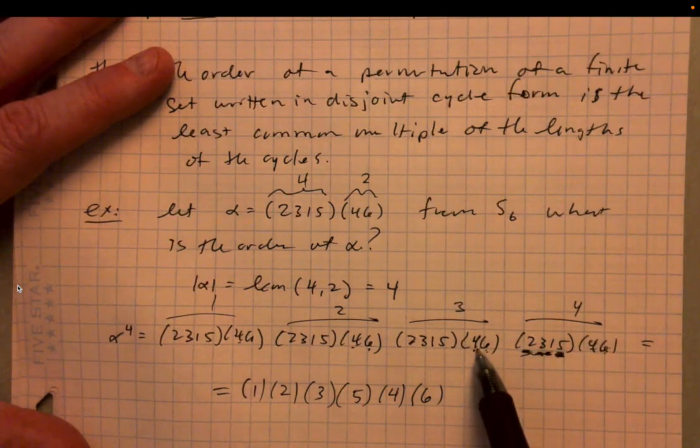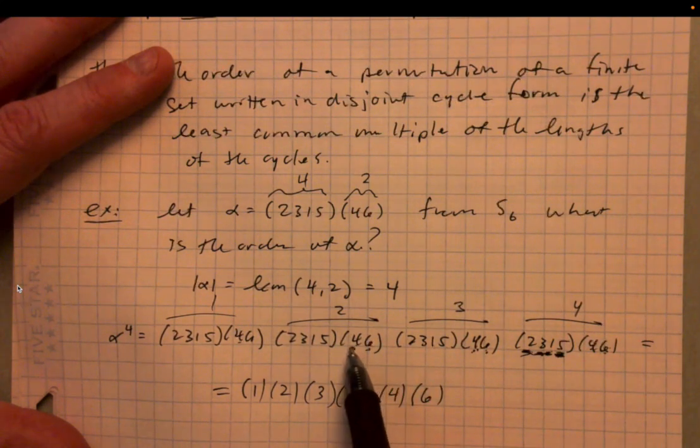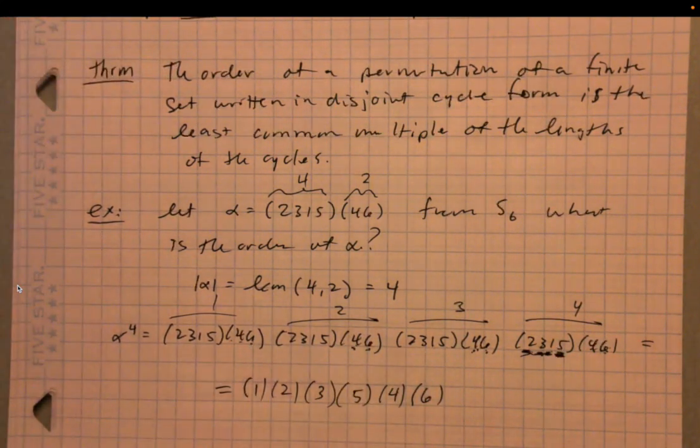6 goes to 4, 4 goes to 6, 6 goes to 4, 4 goes to 6, right? It kind of repeats itself twice. So that's where the least common multiple comes in, right? If I did it 5 times, that would be too few. If I did it 2 times, these guys will go home, but these guys would only be halfway through their cycle. So I have to do it 4 times. So in a lot of ways, this is kind of obvious.